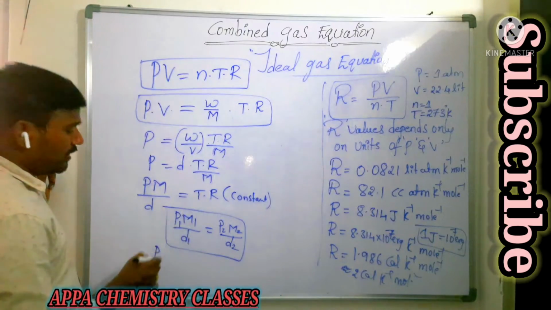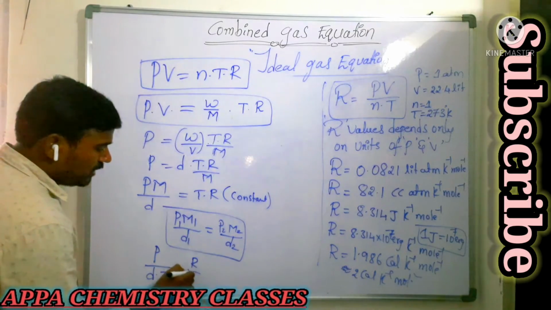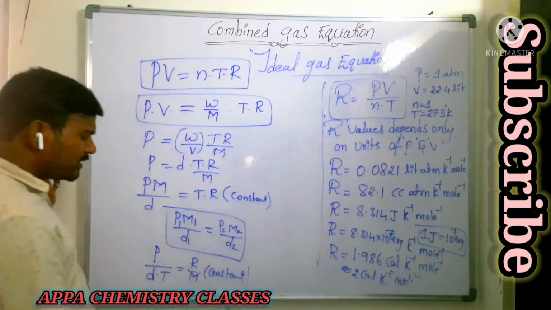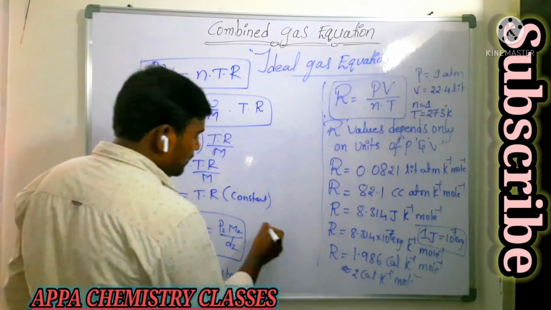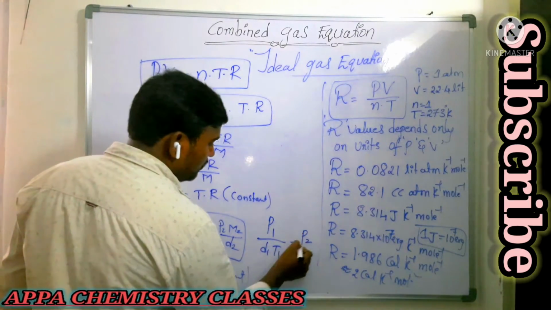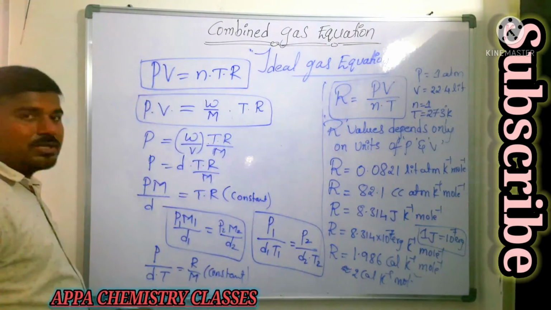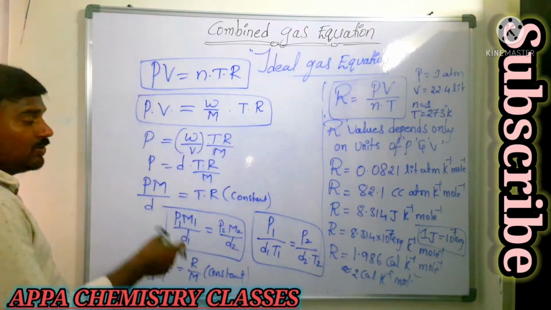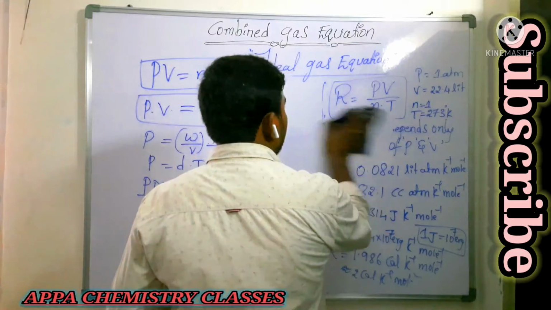If they are saying same molecular weight, then what happens? P by D into T is equal to R by M. R by M is constant, because they are saying same gas. Gas is same means its molecular weight remains constant. That is, P by DT remains constant. So that is P1 by D1 T1 is equal to P2 by D2 T2. Is that clear? Those are the relations related to density, and those density related equations are very important.